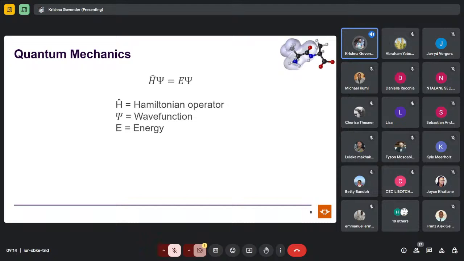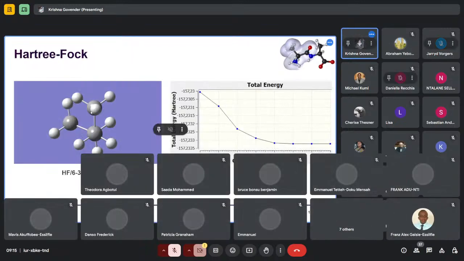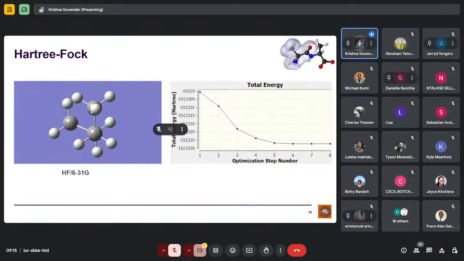However, it's not the global minimum energy conformation. So this is one of the things that you have to keep in mind when doing quantum mechanics: if you run a simulation of a particular structure, there's no guarantee you're going to get to the global minimum.